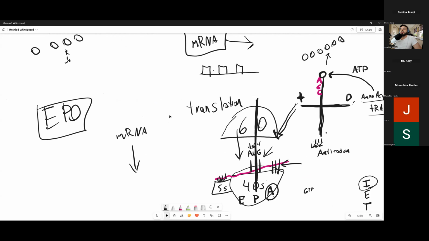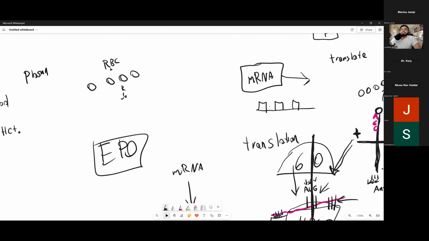What specifically about EPO? EPO, its mechanism, how it works. EPO, it has its affinity towards RBC. Oh, okay. Yeah. The part after the translation.